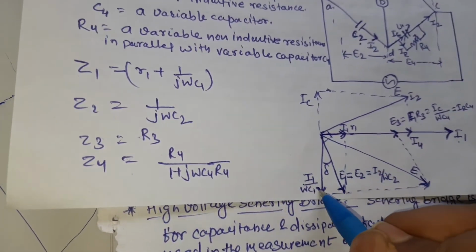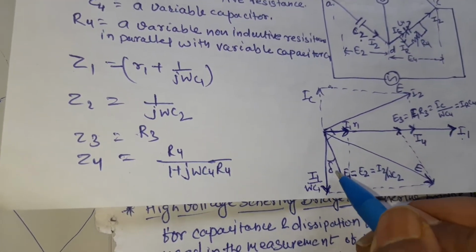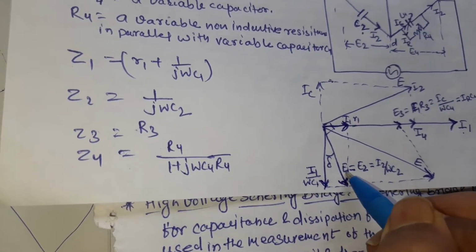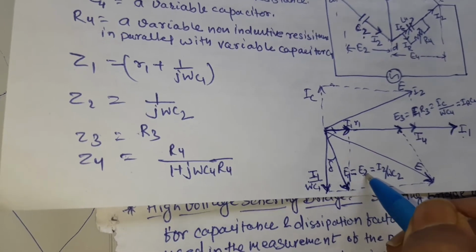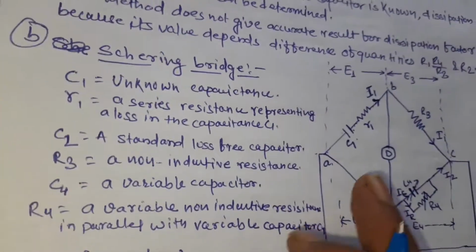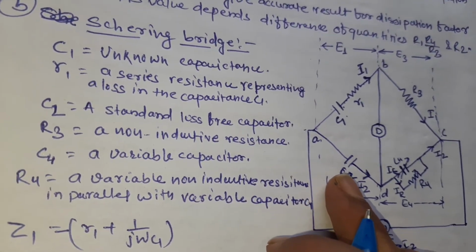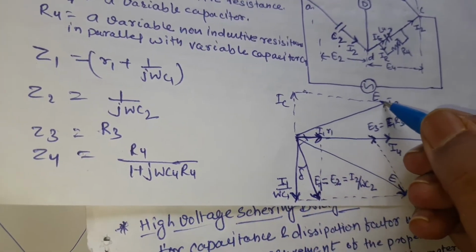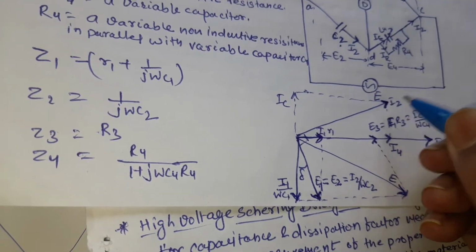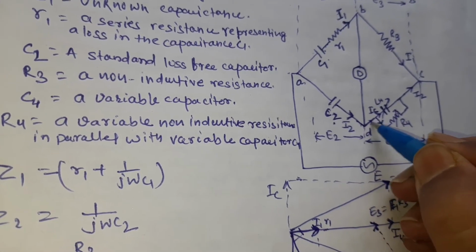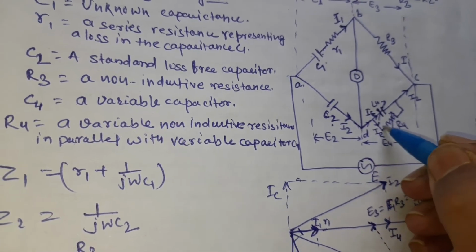So the phasor sum of I1 R1 plus I1 by j omega C1 gives E1, and E1 and E2 are the same. In this way, E2 is equal to I2 by j omega C2. So if E2 is in line, then I2 must lead by 90 degrees. I2 is there, and again for the balance condition, I2 is divided into two parts, IC and IR.